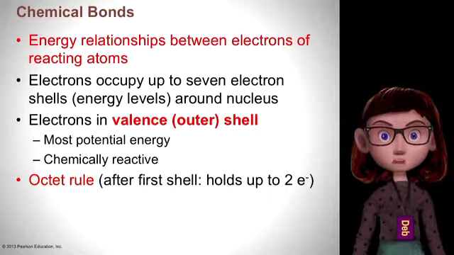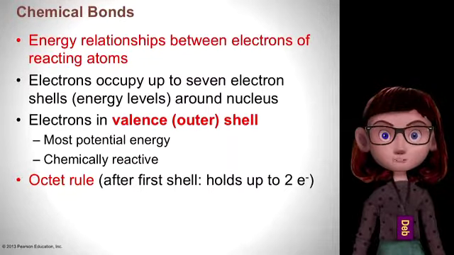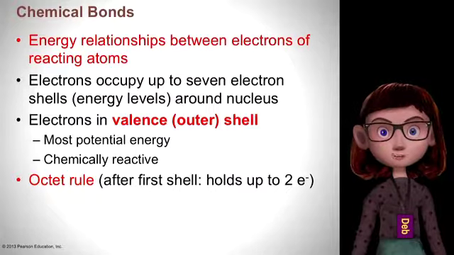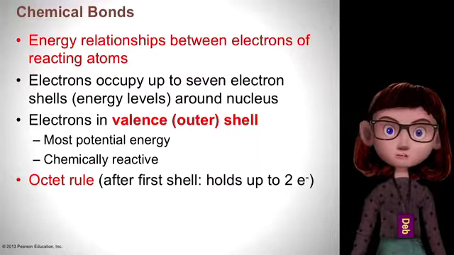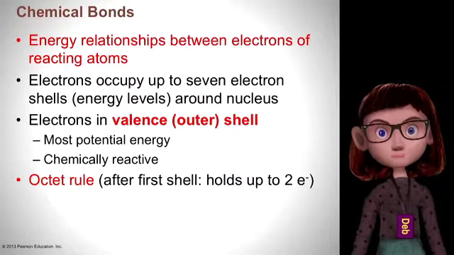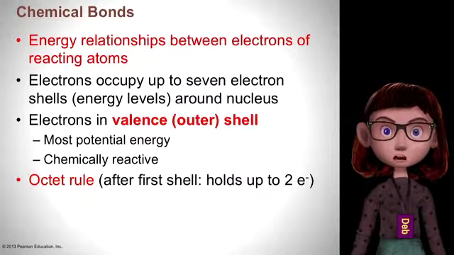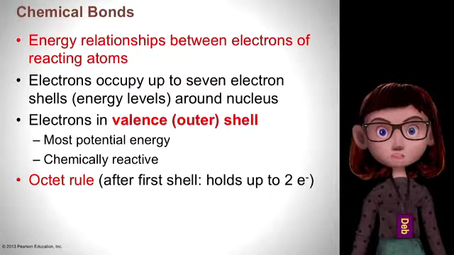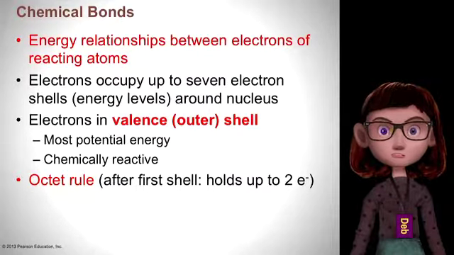Electrons occupy up to 7 electron shells. We call these energy levels around the nucleus. You may have learned about electrons that travel in orbitals, which has to do with the shape outlined by the route that those electrons travel, such as a spherical orbital, and then there are actually 3 dumbbell-shaped orbitals that go in the 3 axes, X, Y, and Z.